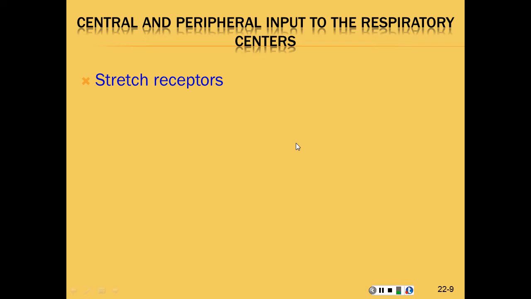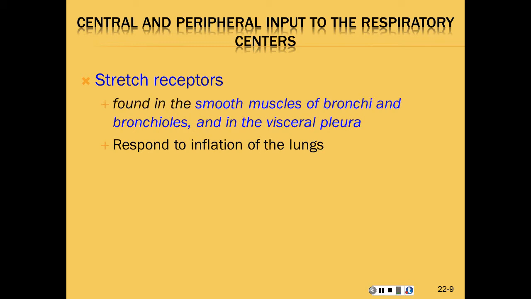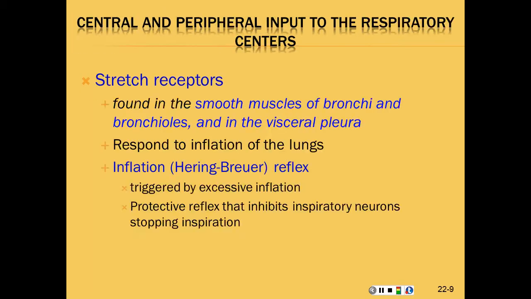Alright, so let's get to our stretch receptors. The stretch receptors in the smooth muscle of the bronchi and the bronchioles, as well as the visceral pleurae, respond to inflation of the lungs. Excessive inflation triggers the inflation reflex, which is the Hering-Breuer reflex, that inhibits the inspiration neurons and stops inspiration.